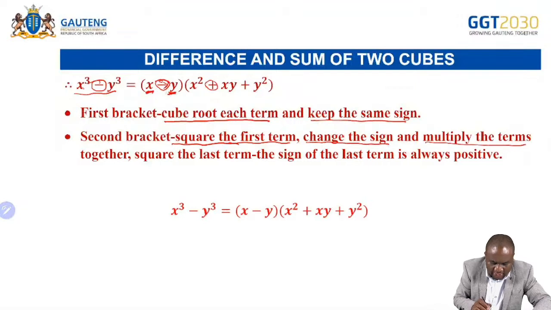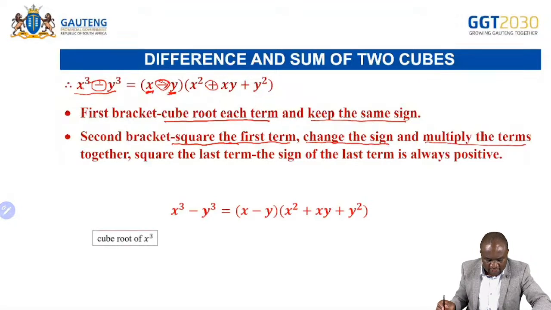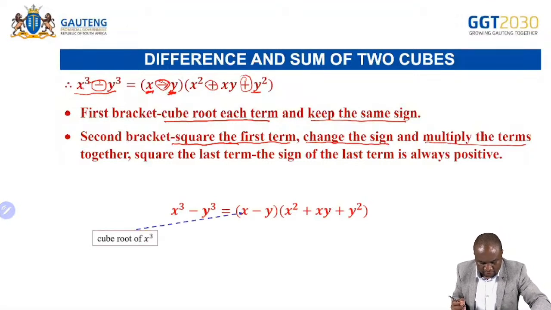X times y is xy. Right, multiply the terms, x times y is xy. We have that. And then square the last term. We're squaring y. Square the last term. What do we have? We have y squared. And then the last operation is always plus. The last sign there is always positive. Okay? So it's always plus.